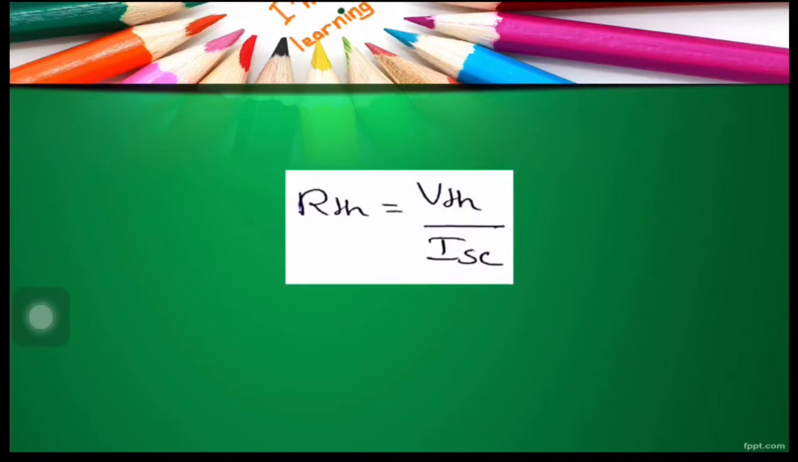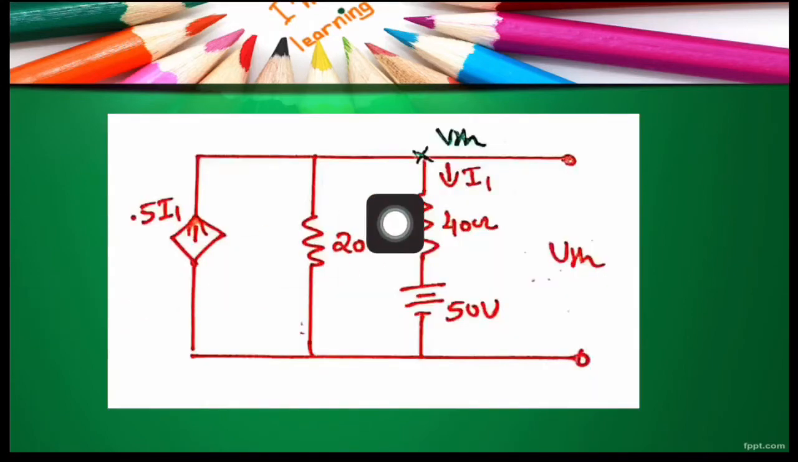Let us first calculate VTH, which is nothing but the open circuited voltage across the open circuited load terminals. For calculating that, we are going to write KCL at this node. At this node, we have one incoming current 0.5 I1 and 2 unknown currents. The unknown currents are the current through this 20 ohm and that through this 40 ohm. When we write KCL at this node, we have to take all unknown currents as outgoing currents.